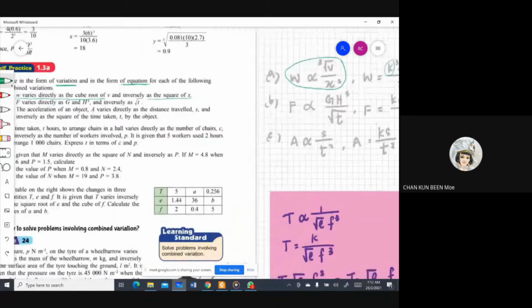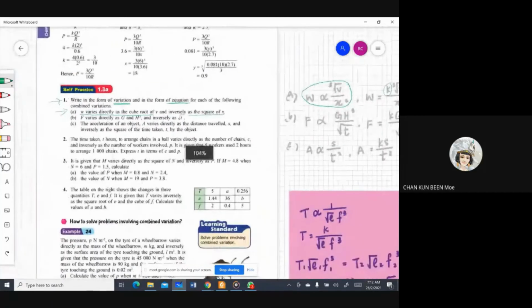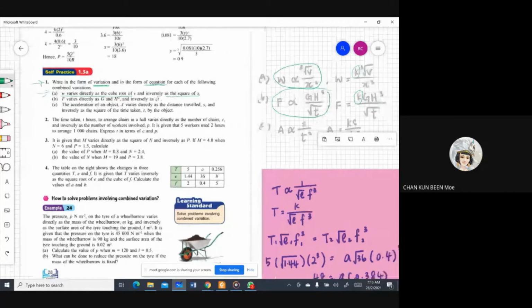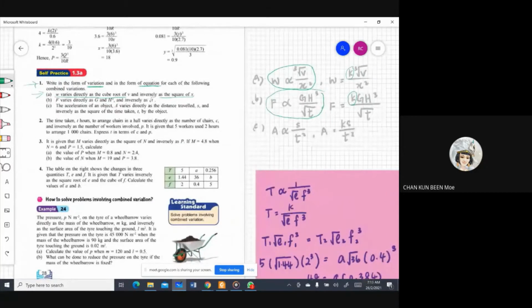Okay, for the second question, make it smaller. B, F varies directly as G and H cube and inversely as square root of T. So this is the answer. You check out whether you got it right. So in the form of equation, you just need to add on the constant in front at the numerator part. So that's the answer you check out.